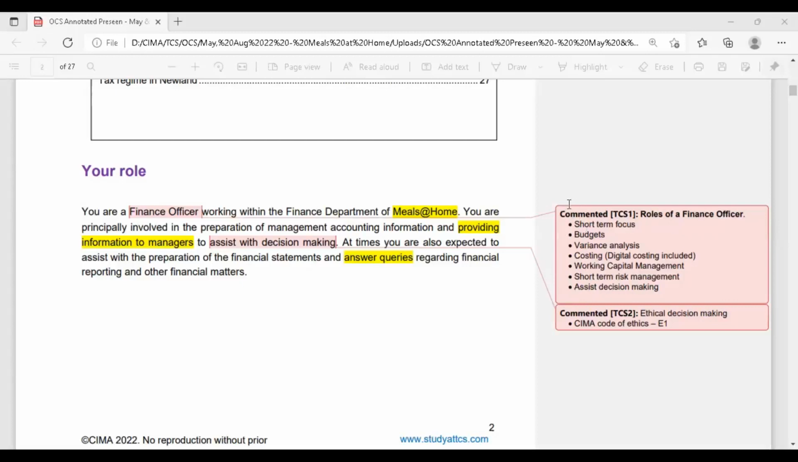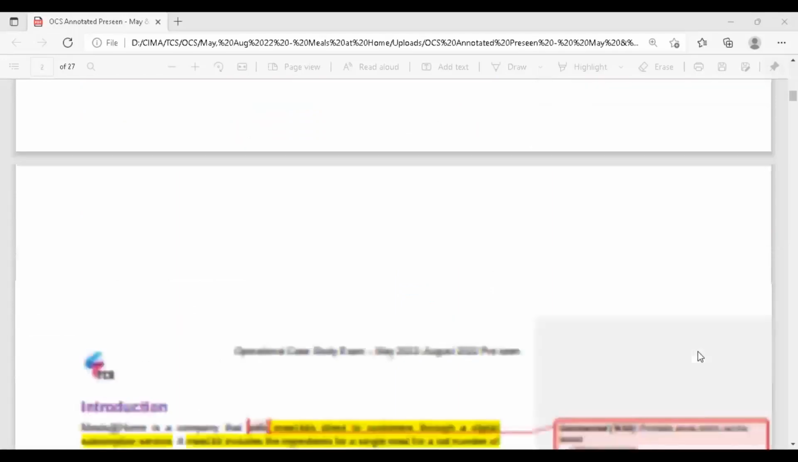Again, if you look at all these areas, it's predominantly focused on the P1 syllabus. So it's of utmost importance that you have a good understanding about the P1 syllabus. And you are supposed to provide information to managers and assist with decision making. When arriving at decisions, at all times, CIMA expects its students as well as members to adhere to the CIMA code of ethics. So E1 related areas pertaining to ethics can be tested in your exam. So that's actually who you are.